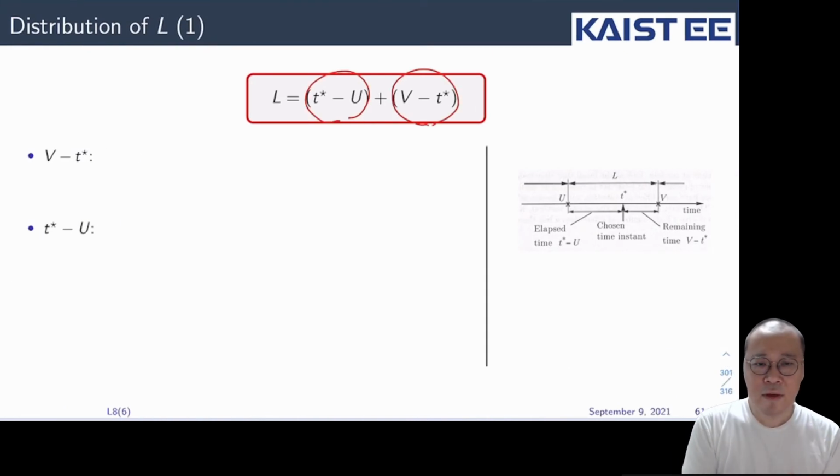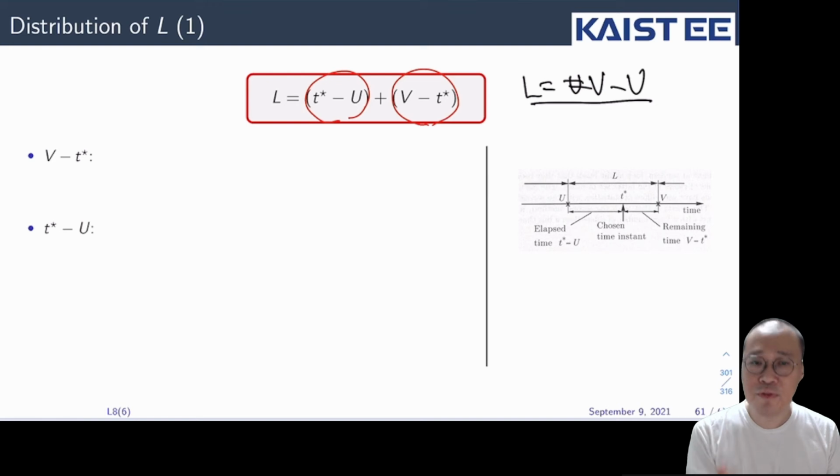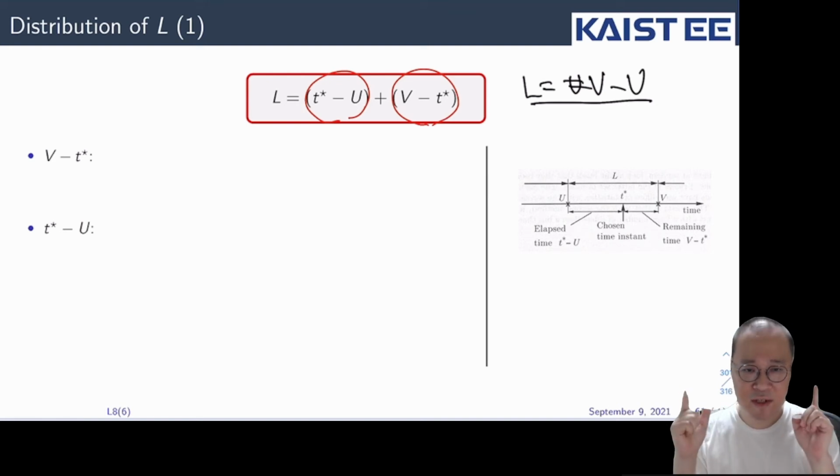By the way, some students might ask: Professor, mathematically L is V minus U, and we have already shown that V minus U is by definition the inter-arrival time of two arrivals. So it should be an exponential random variable. I didn't do anything wrong, I just followed the mathematics, and it was an exponential random variable because it's just V minus U. Well, that's the subtle point.